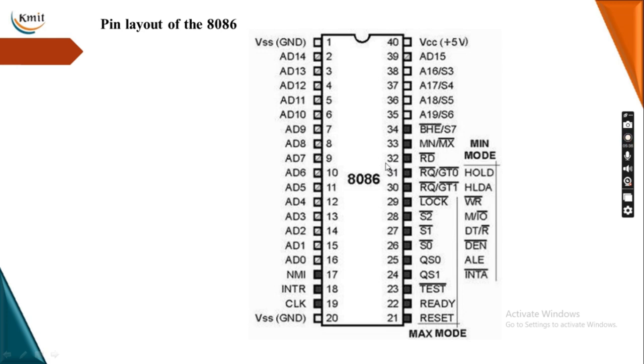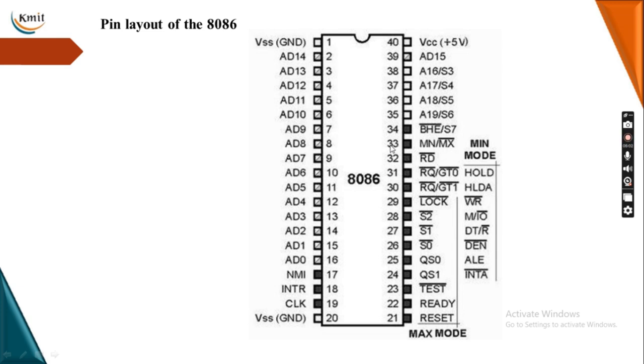Next, we have pin 32, which is read bar. Read bar, nothing but it can read if it is 0. It can read from memory or from any IO bus. So this is the control pin for reading the data from the memory or reading the data from the IO.